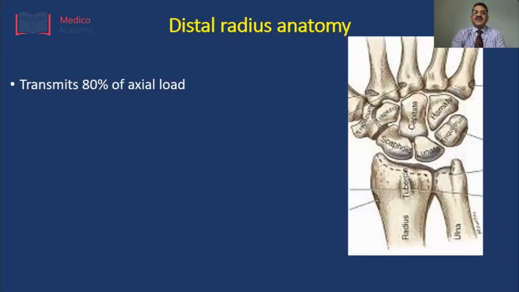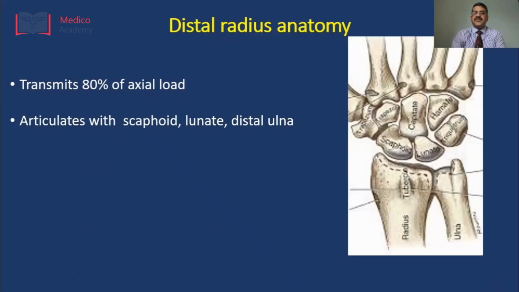If you look at the distal radius anatomy, the distal radius transmits about 80% of the axial load. It articulates with the scaphoid, the lunate, and the distal ulna through the scaphoid fossa, the lunate fossa, and the sigmoid notch of the distal radius, which articulates with the head of the ulna.